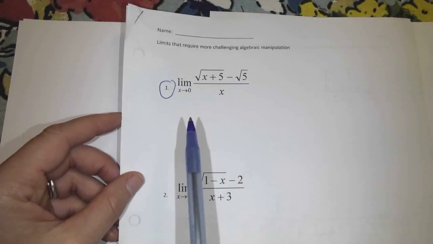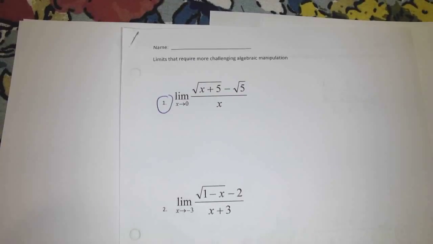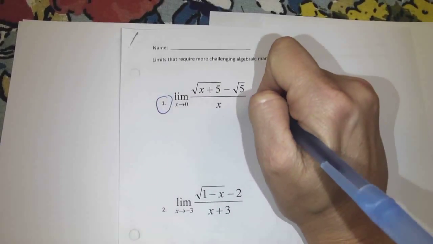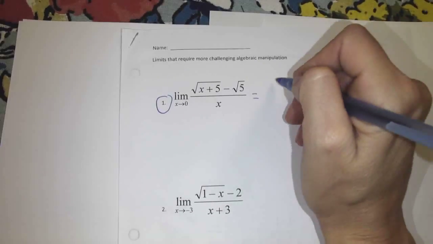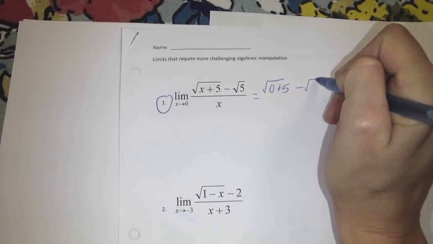Okay, the next problem I'm going to do is number 1. First step is always the same on these limit problems that we're solving analytically right now. I'm going to plug a 0 in for the x's and see if I get a real answer, meaning see if I don't get a 0. I don't want 0 on the bottom. So I'll plug in zeros for the x's.